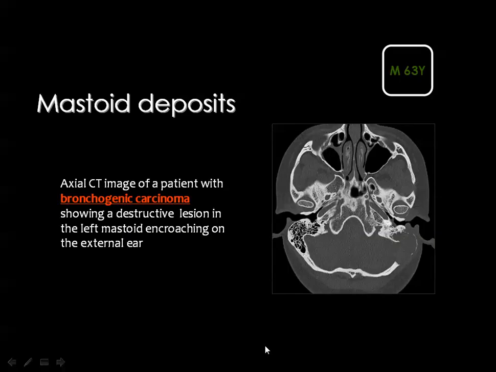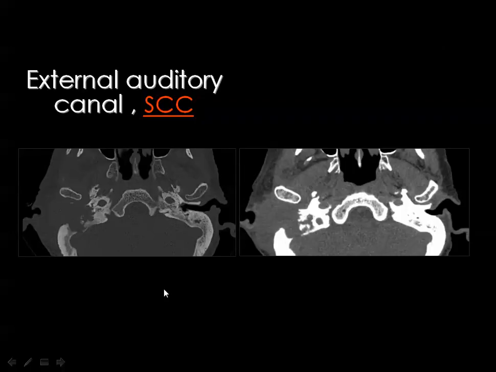Then as any bone in the body is prone to metastatic deposits, this is a destructive lesion involving the left mastoid in a patient known to have a bronchogenic carcinoma, representing metastatic deposit from the lung cancer.